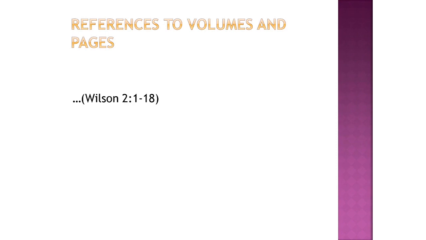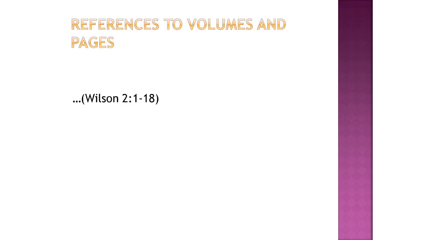Then, if you need to make reference to the volume and the page number, quote what you need to quote, open a bracket, put the author's name, put the volume number. Then you use a colon to separate the volume number from the page numbers.